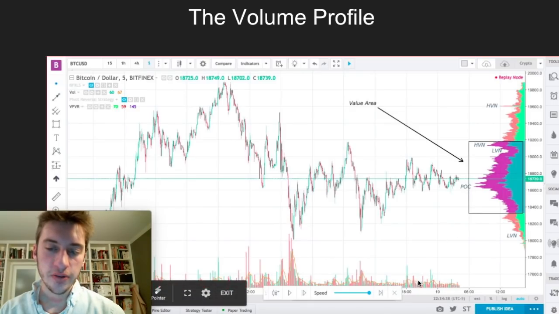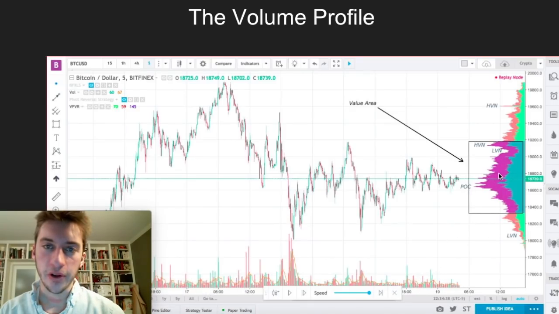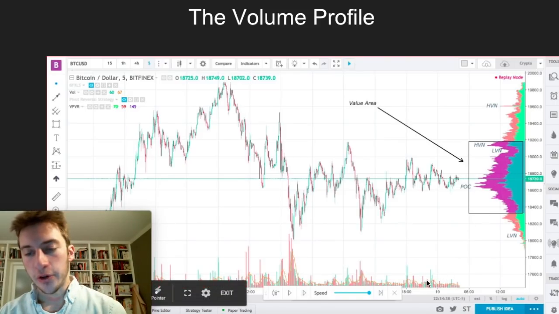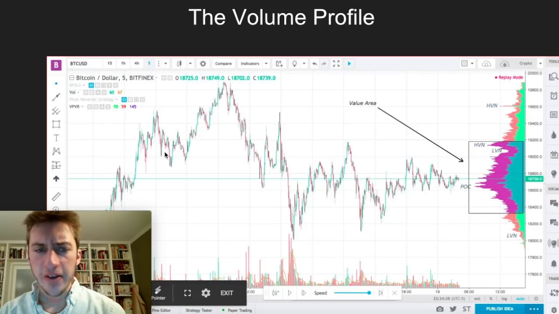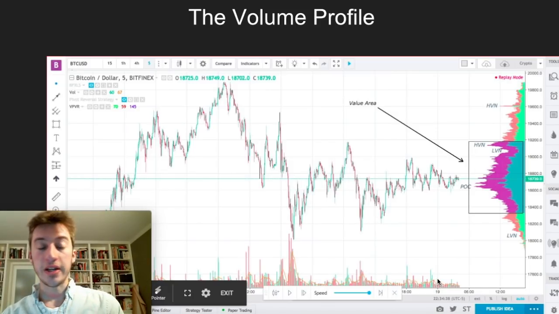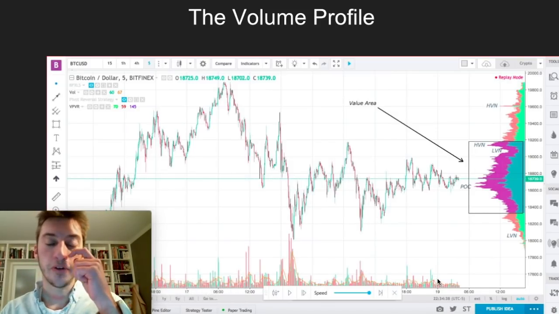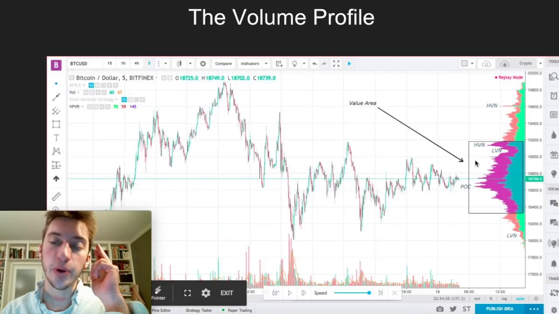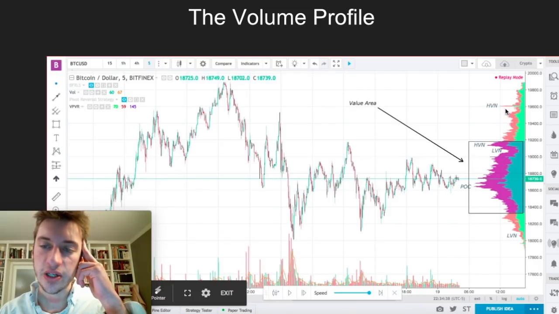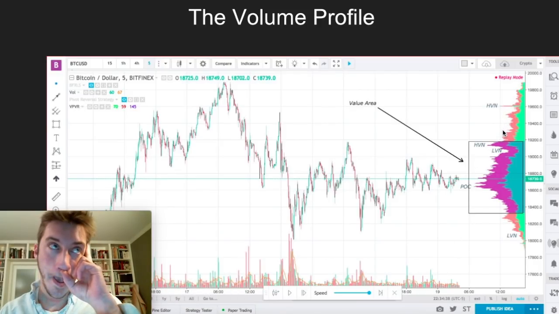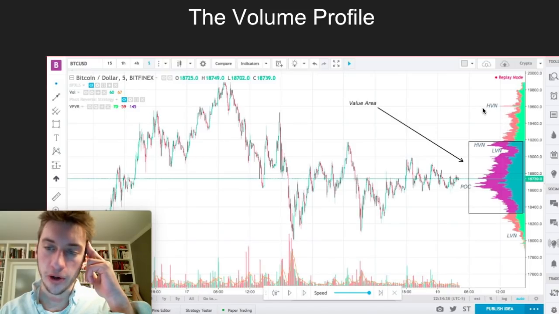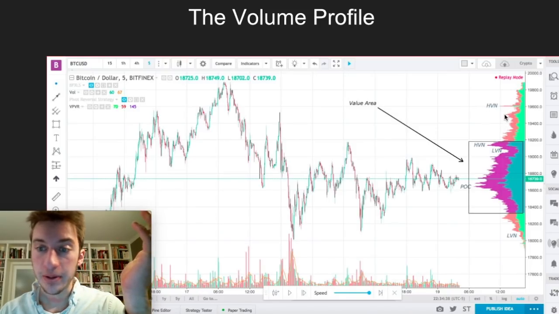We have traditional volume here and volume profile here on the y-axis. Traditional volume is volume by time. So if I have the 5 minute, each of these bars represents how many transactions happened in that 5 minute window. That is not what volume profile does. What volume profile does is it takes each price point and it tells us how many transactions happened at each price point. And the longer the bar is, the more transactions that happened at that price point.